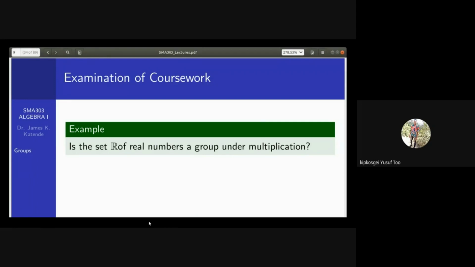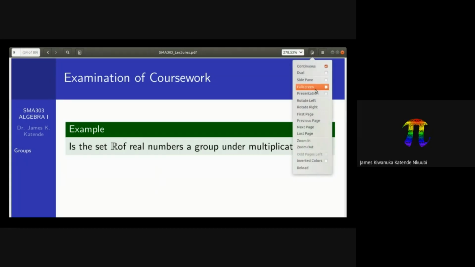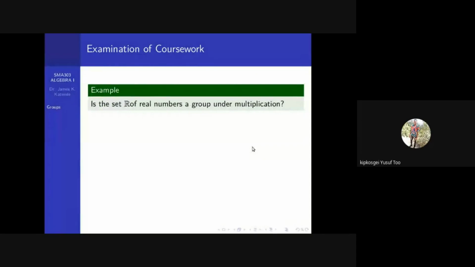Excuse me, sir. Yes, you're excused. I think it can't be a group under multiplication, since any real number multiplied by 0 will remain 0. It won't be real again. 0 is a real number. Zero is a real number. I don't know why you assume that 0 is not a real number.